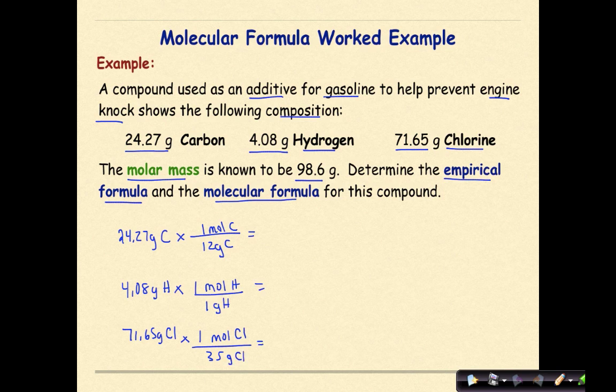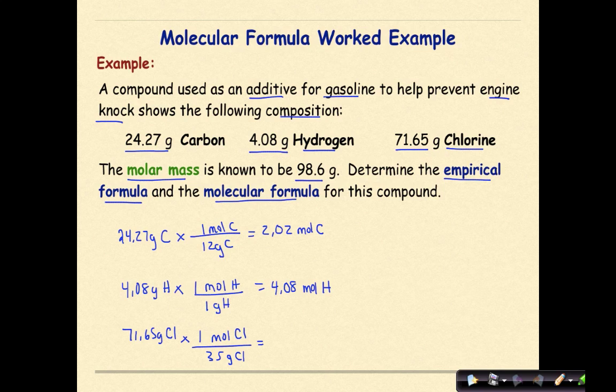Okay, so for the first one, 24.27 grams of carbon times 1 divided by 12 is 2.02 moles of carbon. For the next one, for hydrogen, 4.08 times 1 divided by 1 will of course be 4.08 moles of hydrogen.